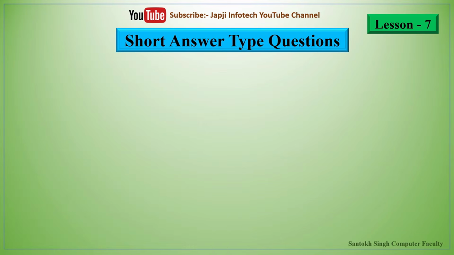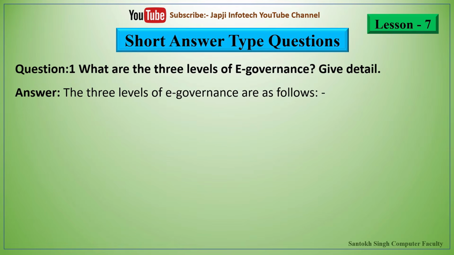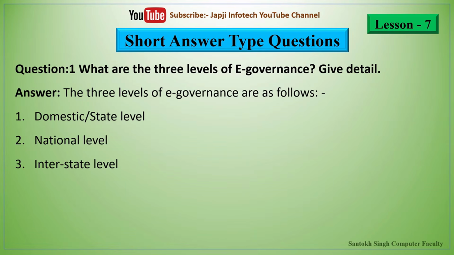So now we will learn about short answer type question in lesson number 7. So the first question is, what are the 3 levels of e-governance? Give detail. So the 3 levels of e-governance are as follows. The first one is domestic or state level. Second one is national level. And third one is interstate level.